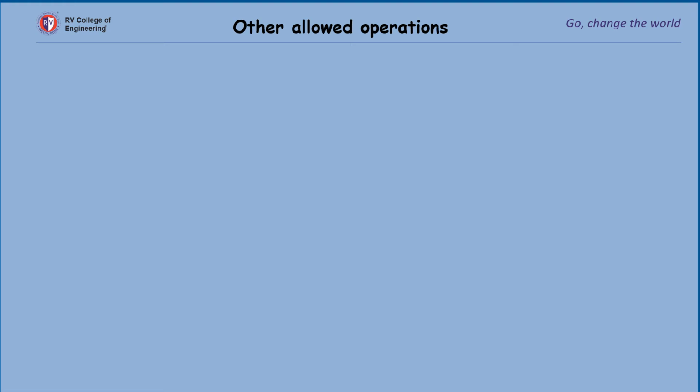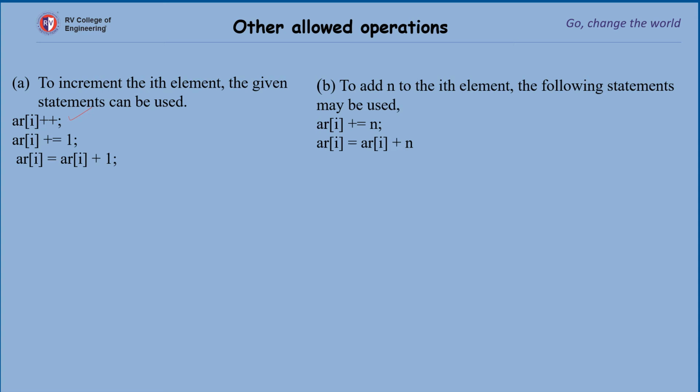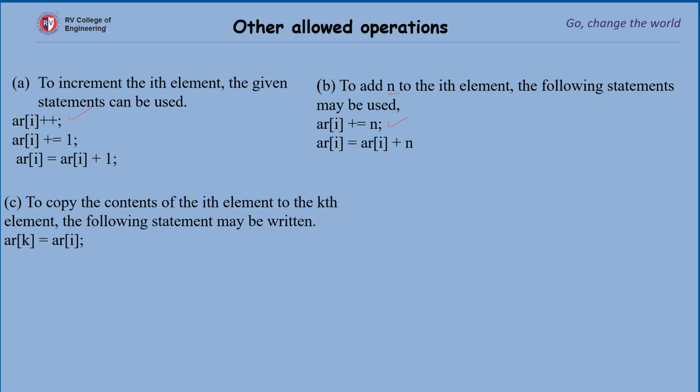Some of the other allowed operations: increment the ith element. You can do it using array of I, so you take the ith element and add 1 to it. You can add some value n to the ith element like this: A of I plus equal to n. These are the compound statements. You can copy the ith element to the kth element in this fashion.